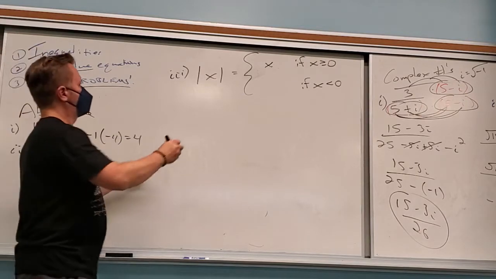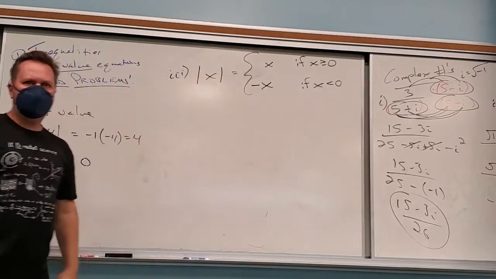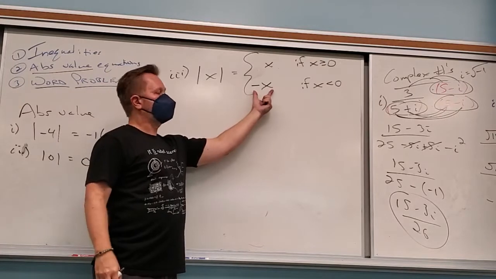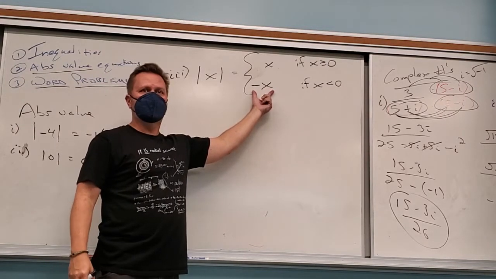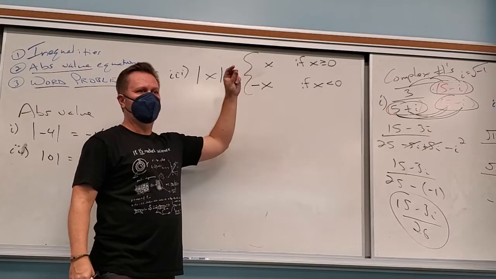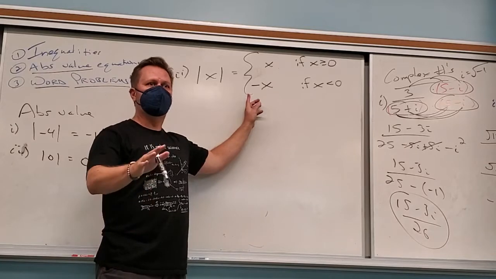Multiply by negative, right? So the output is negative x if my input is negative. The mistake people make is they look at this and say that's a negative number. No, it isn't. X is negative. And what's negative times negative? It's a positive number, right? That is weird looking though, isn't it?